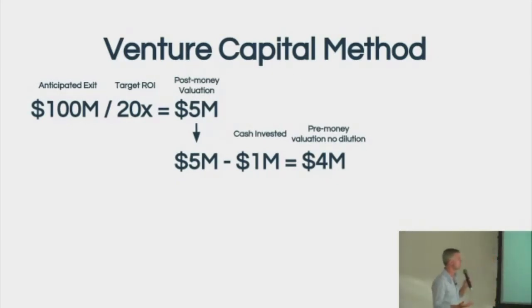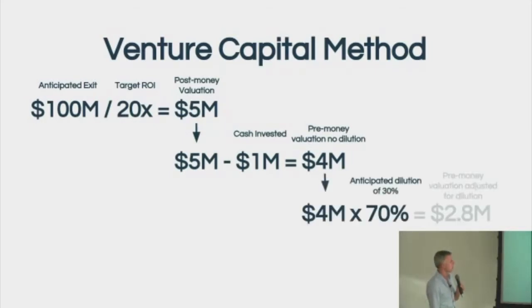But there may be another round of funding or something may happen, so we can take that one step further and take that 4 million and say, well, I might actually get diluted because some other investors come in. So I'm going to assume that I'll lose like 30% of my investment will get diluted. So I'm going to back out to 2.8 million as the pre-money. So that's one way that investors think about this, which is very different than the way you're thinking about this.